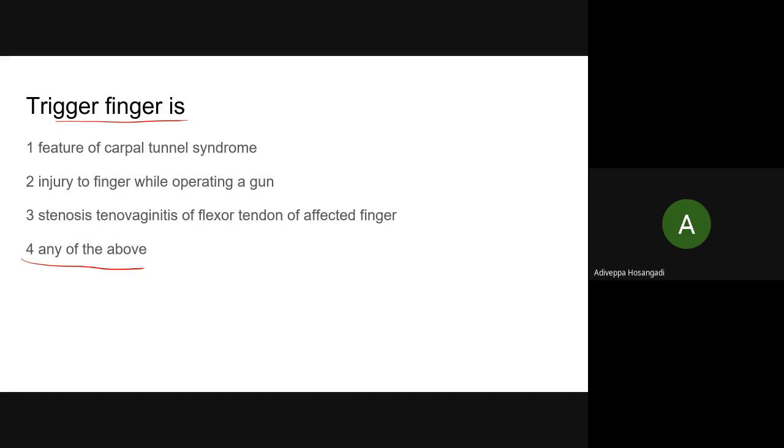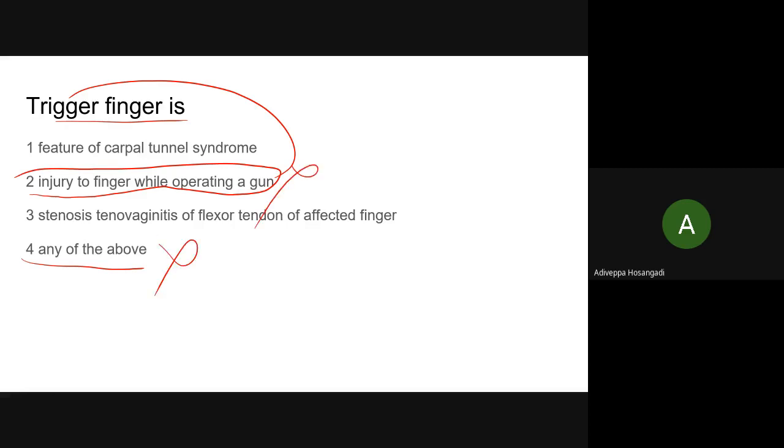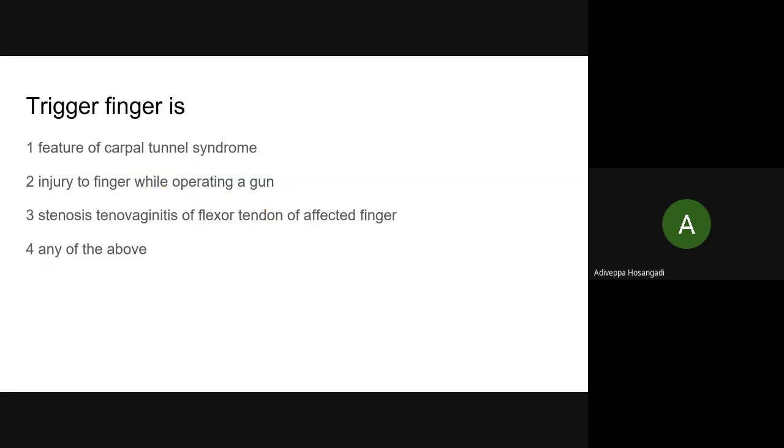I'll come to that. See, one weird thing is injury to the finger while operating a gun. This has nothing to do with the trigger. Okay, this is gone. If this is gone, this is also gone. So what is remaining? Feature of a carpal tunnel or stenosing tenovaginitis of a flexor tendon. Okay, you please remember two choices now. Then I'll come to the explanation of that. I don't want to answer this now because you will not remember. So if you understand what is trigger finger, you will answer this.